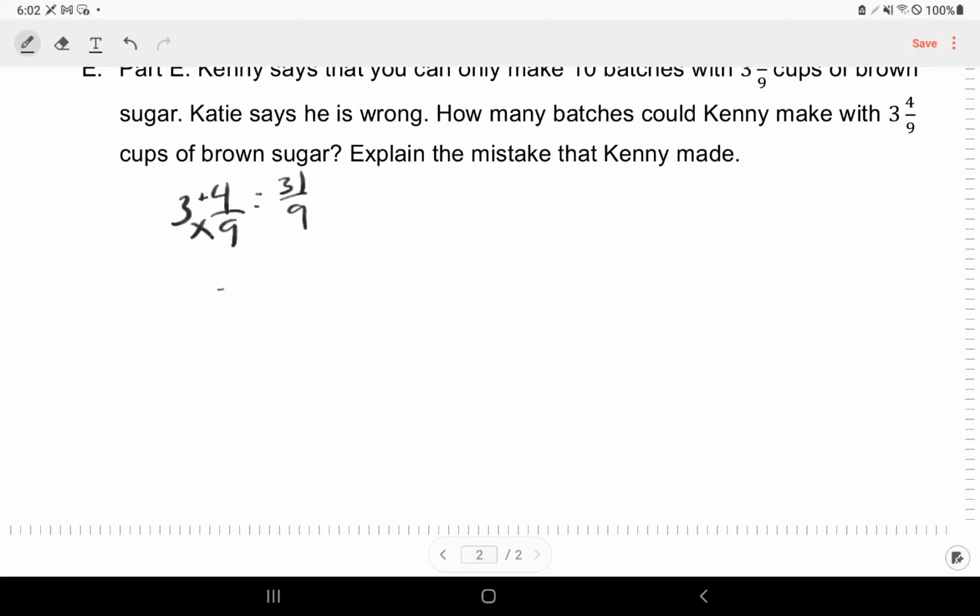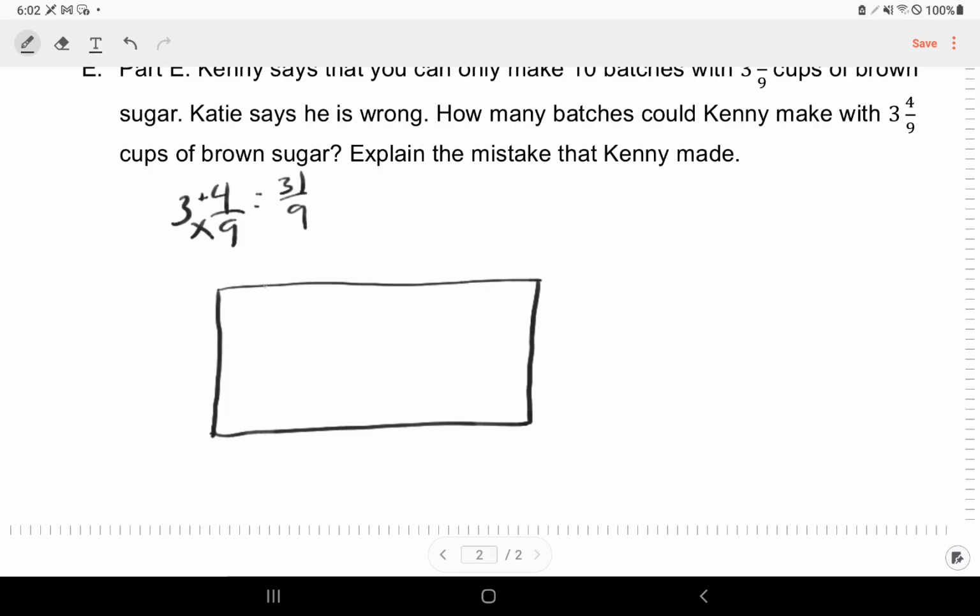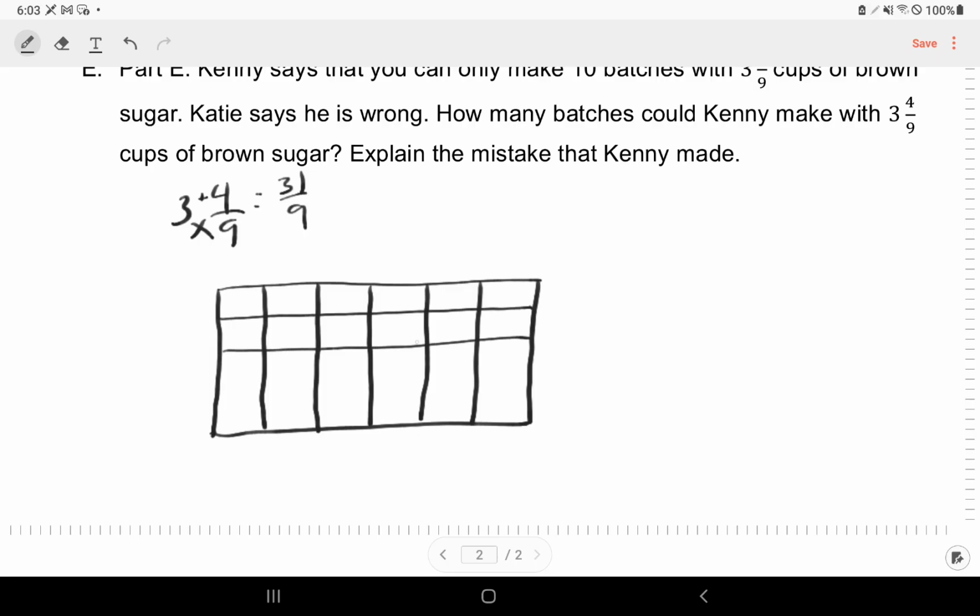So I'm going to say a big grid. 1, 2, 3, 4. So 1, 2, 3, 4, 5, 6. 1, 2, 1, 2, 3. 1, 2, 3, 4, 5. That makes 30. And there's my 31.